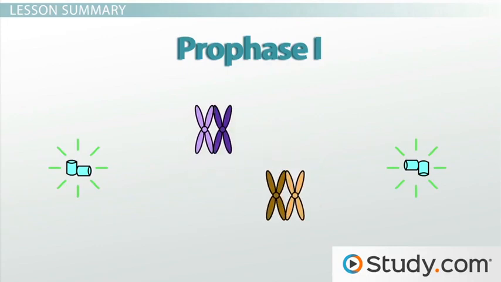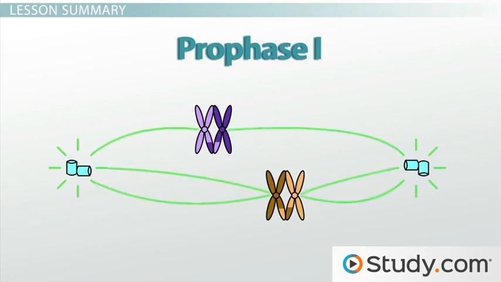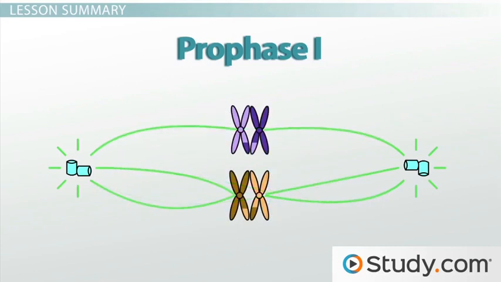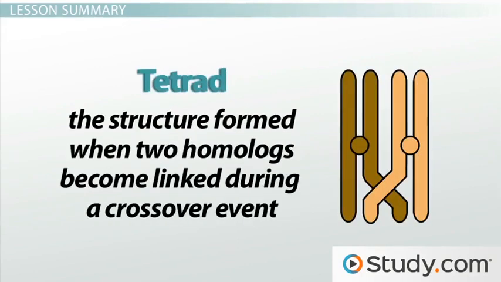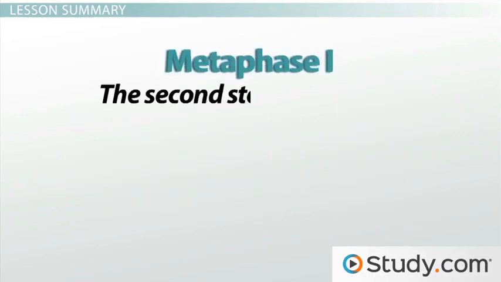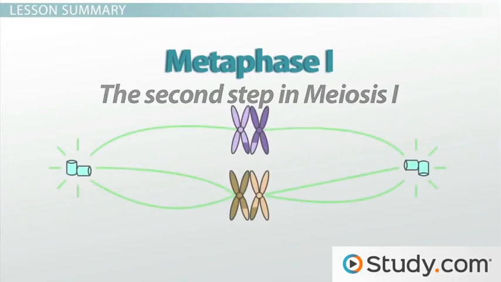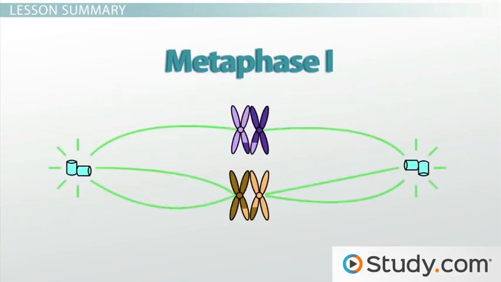Unlike mitosis, crossing over physically links the homologous chromosomes, and the resulting tetrad, rather than the individual chromosomes, is aligned at the metaphase plate. A tetrad is the structure formed when two homologous chromosomes become linked during a crossover event. Metaphase 1 is the second step in meiosis 1. At metaphase 1, the tetrads are aligned at the metaphase plate.